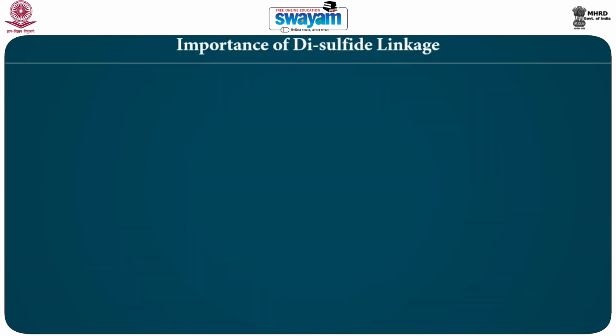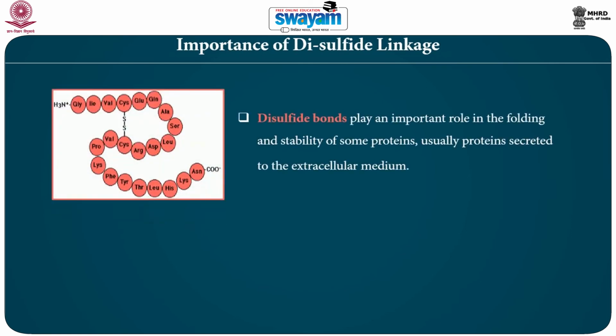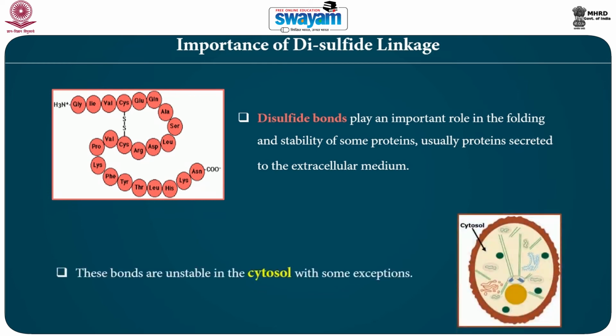Importance of disulfide linkage. Disulfide bonds play a very important role in folding and stability of some proteins. Usually, these are proteins secreted to the extracellular medium. In general, disulfide bonds are unstable in cytosol with few exceptions. We show in this picture a schematic representation of formation of a disulfide linkage between two cysteine amino acids.